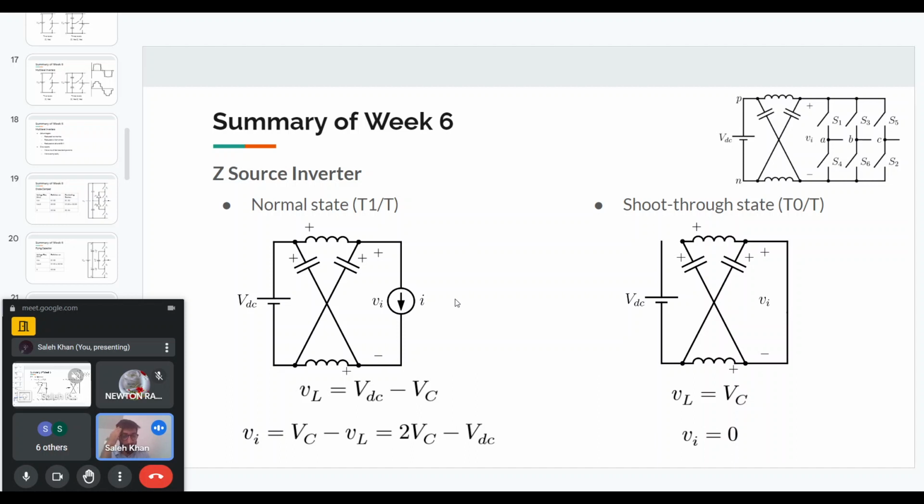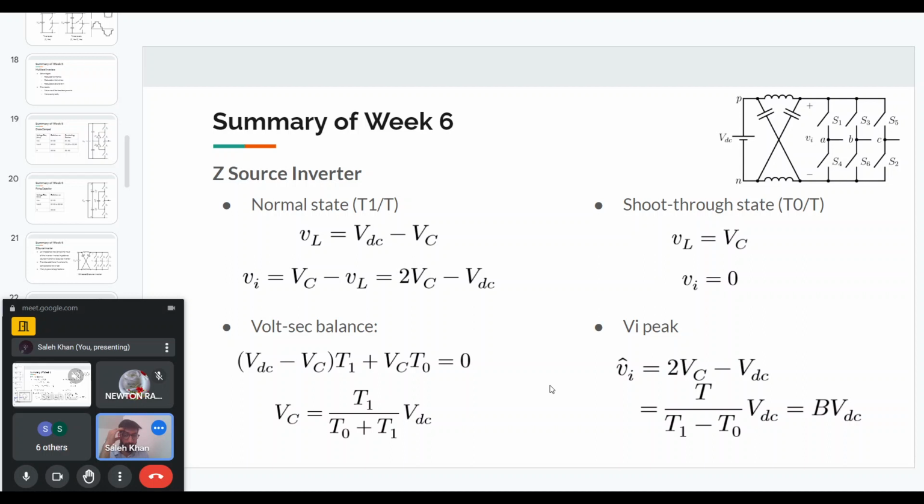So now if we apply the volt second balance of the inductor for these two equations, we will find that the VC voltage is given by this equation, T1 divided by... actually I think it should be T1 minus T0 here in the denominator. It will most likely be T1 minus T0 in the denominator. So that is the VC.